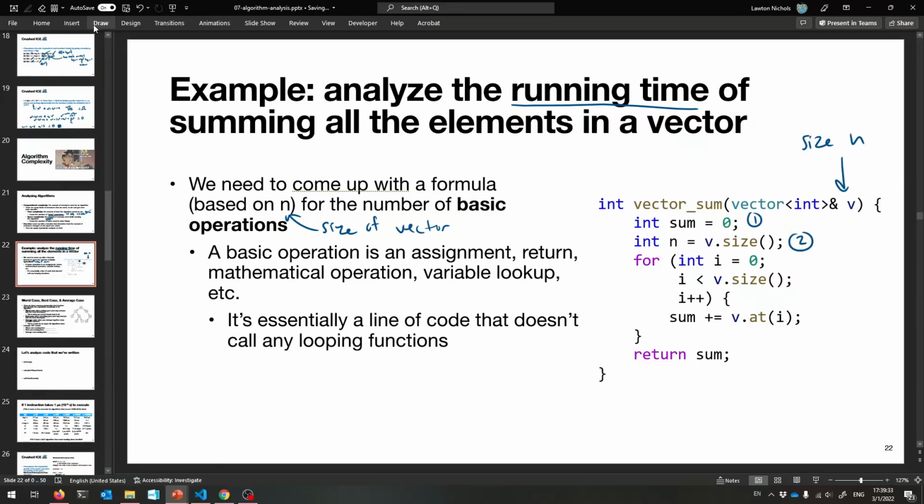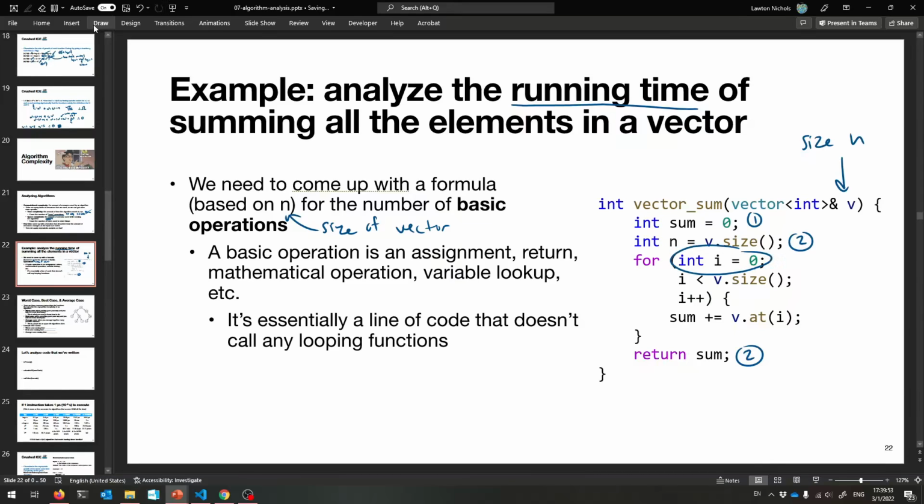Then at the very end, we're going to return sum, which returns the value. It's one basic operation to return from a function. Maybe technically it should be 2, right? Because we have to look up the value of the variable and then return it. That's fine. Sure. That works. And then let's talk about these. How many basic operations do these take?